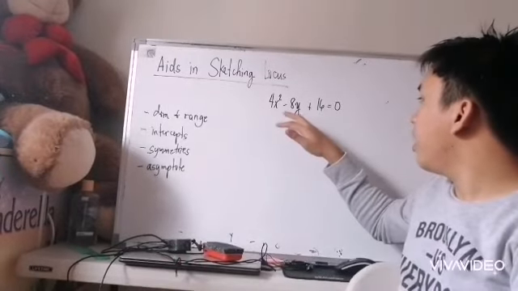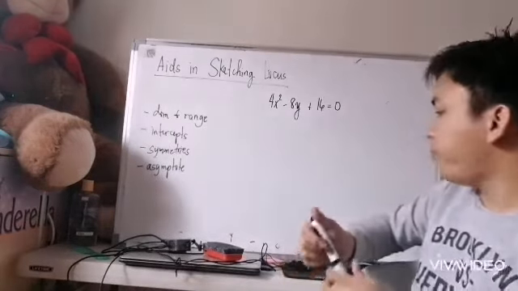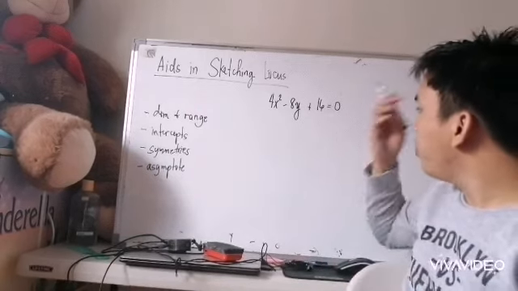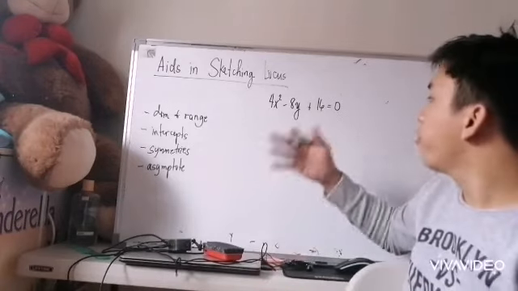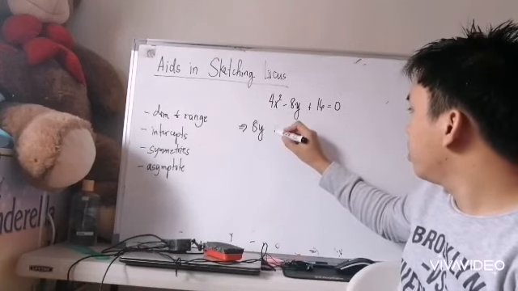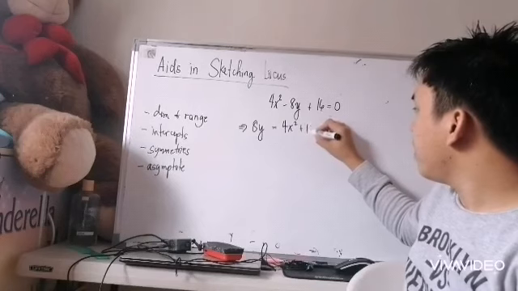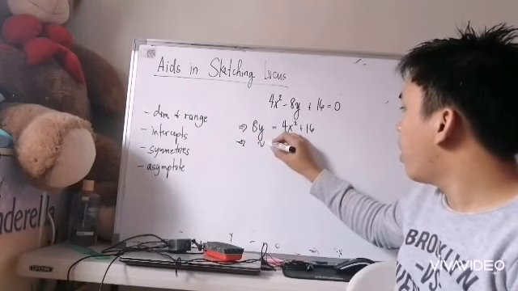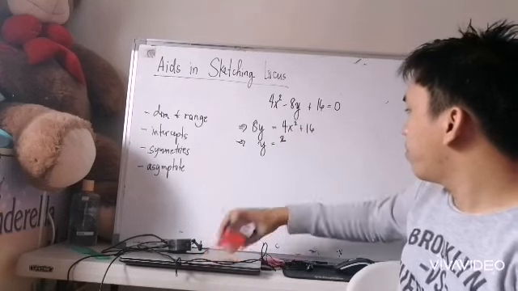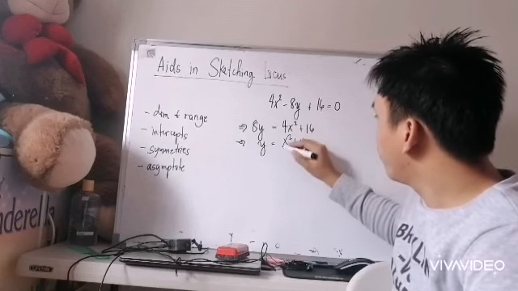Okay, let's take a look into this equation: 4x squared minus 8y plus 16 equals 0. Let's solve for the domain and range. Let's check first the domain. To solve for the domain, we'll have to solve for y in terms of x. So we'll get 8y equals 4x squared plus 16, which implies y equals (x squared plus 4) over 2.